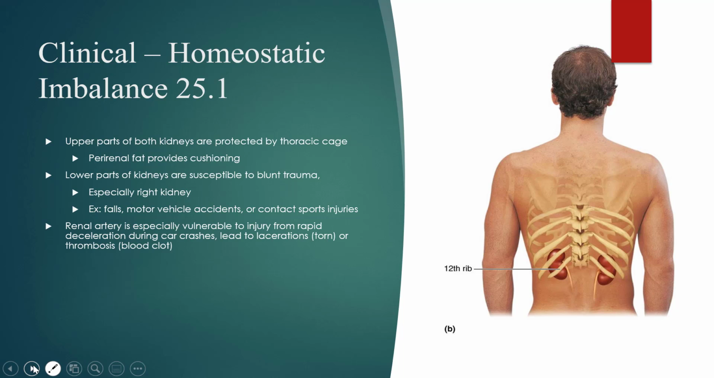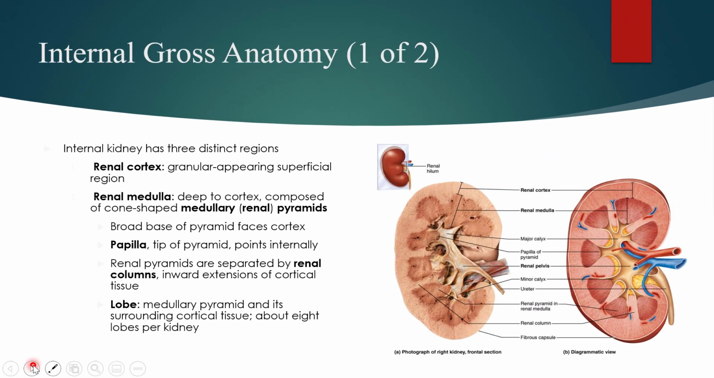The renal artery is very vulnerable to injury from rapid deceleration during car crashes, and it could lead to lacerations or thrombosis, a blood clot. Hematuria, which is blood in the urine, is an important sign of such trauma. Surgical treatment, after a thorough scan, might be required to find out exactly if there was a tear in the blood vessels of the liver. I mean, of the kidneys.